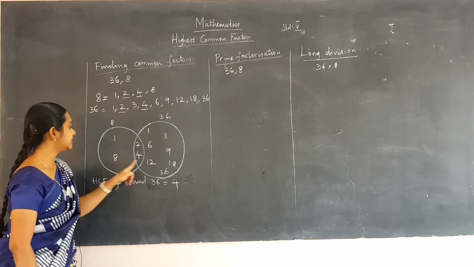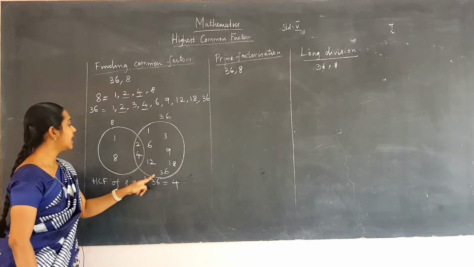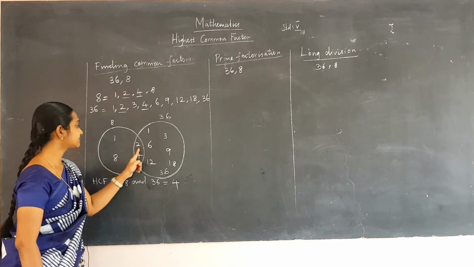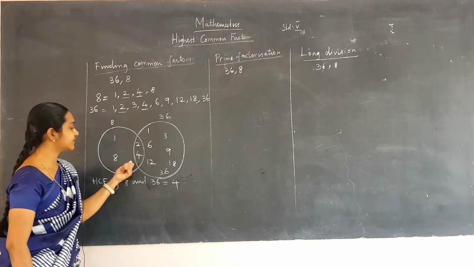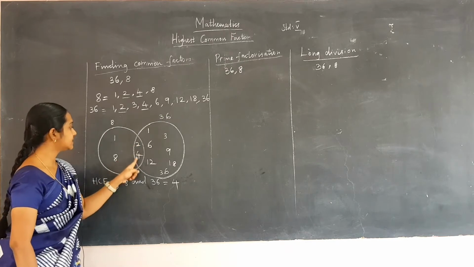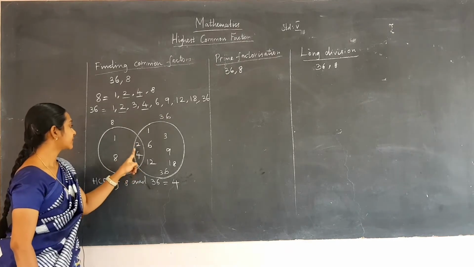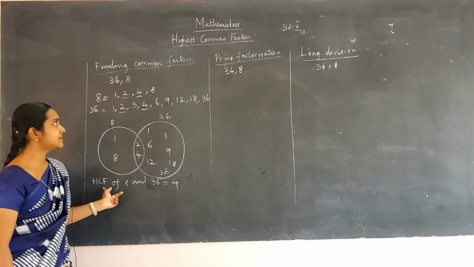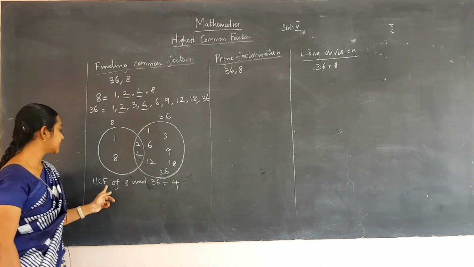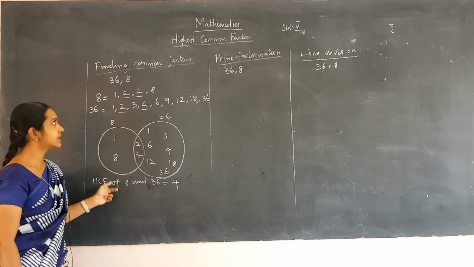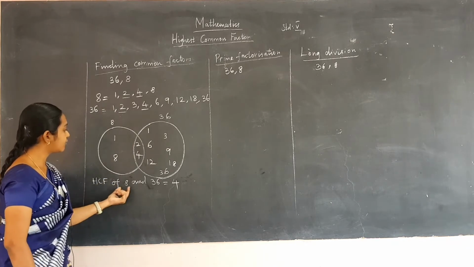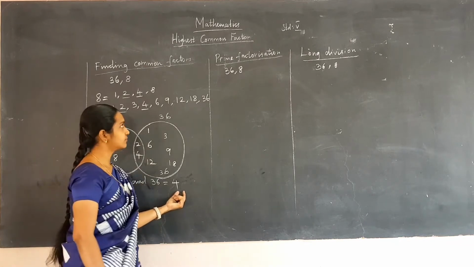We have to write the factors like this in the circle and write down the numbers that are common. Now we have to find the greatest number in the intersection place. We have 4 here. So, 4 will be the HCF. HCF means highest common factor. In short, we can say highest common factor as HCF. HCF of 8 and 36 is 4.